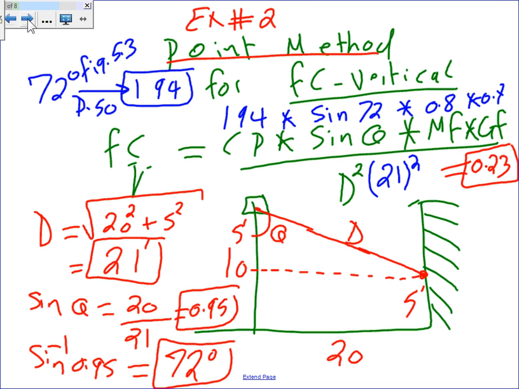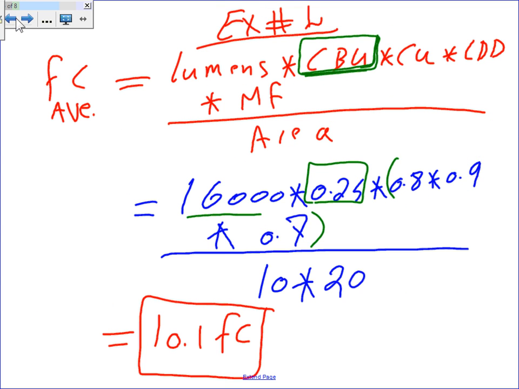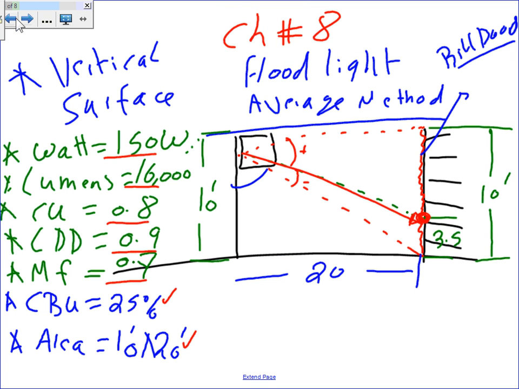Okay, here's where we're actually going in a second. I'm going to take the second example. Okay, one more time. If you have a billboard, you need to light the billboard. There are two ways of calculating it. It's called vertical foot candle calculation. One way is the average.